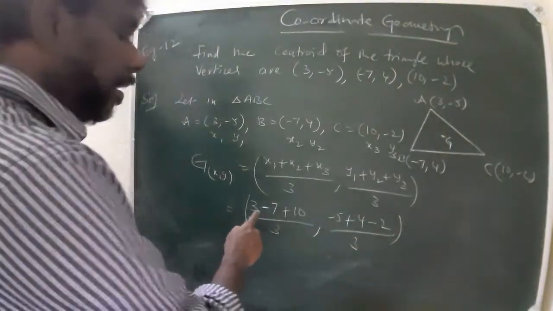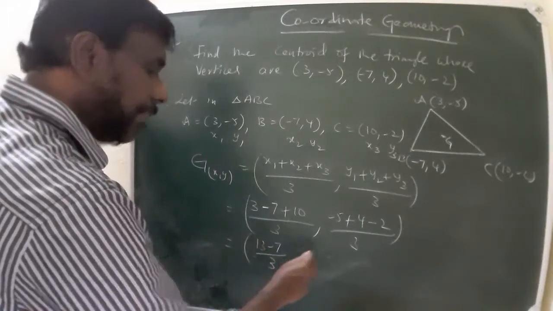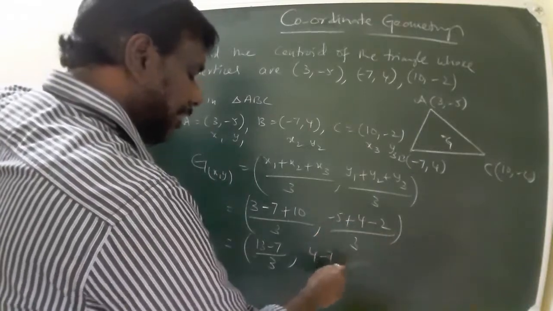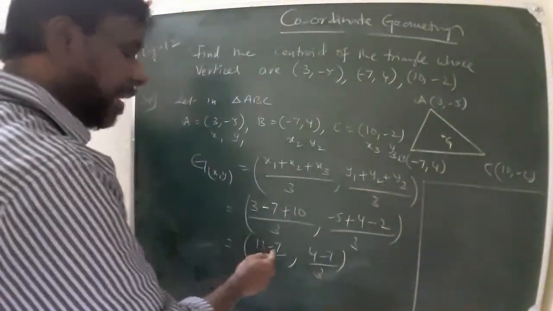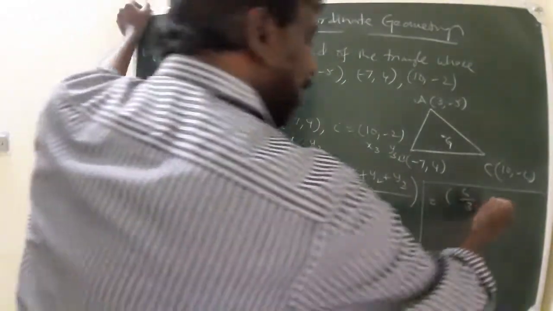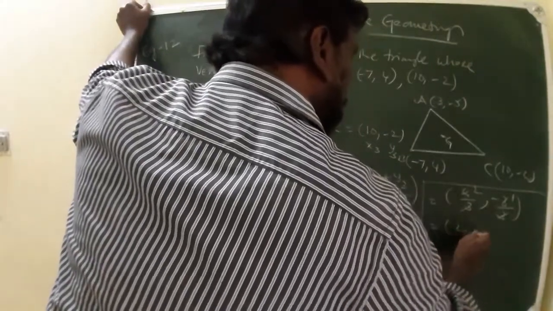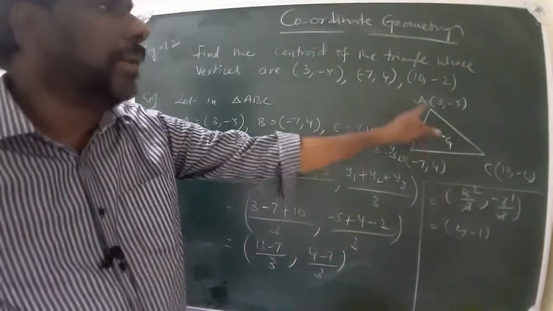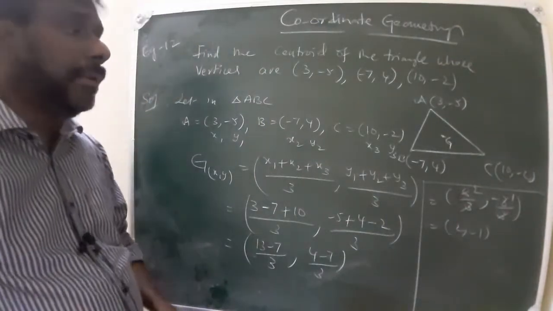First you should add 3 plus 10, 13, minus 7, by 3, comma. First you add the negative values, -5, -2, that is -7, by 3. Now 13 minus 7 is 6 by 3; 4 minus 7 is -3 by 3. 3 times 2 is 6, and 3 times 1 is 3. That is (2, -1). So this is the centroid of these three points. Like that you have to find the centroid point.